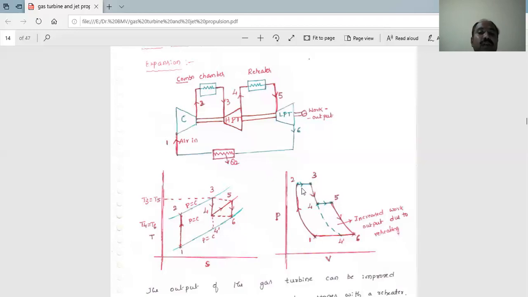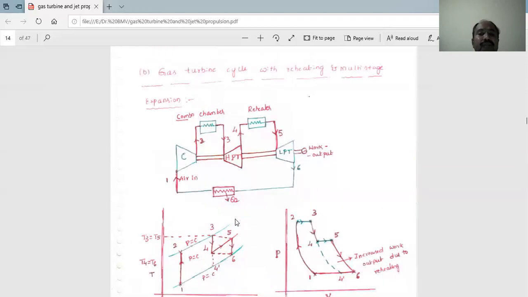That is what I have written. 1 to 2, isentropic compression. 2 to 3, constant pressure heat addition process. 3 to 4, the expansion process. 4 to 5, once again the constant pressure heat addition process. Then 5 to 6, once again the expansion process. Then 6 to 1, constant pressure heat rejection process. In this way we have to write it down. While writing the TS diagram, T3 is equal to T5, and T4 is equal to T6. A proper sketch of the TS diagram is very important when solving the reheating gas turbine.